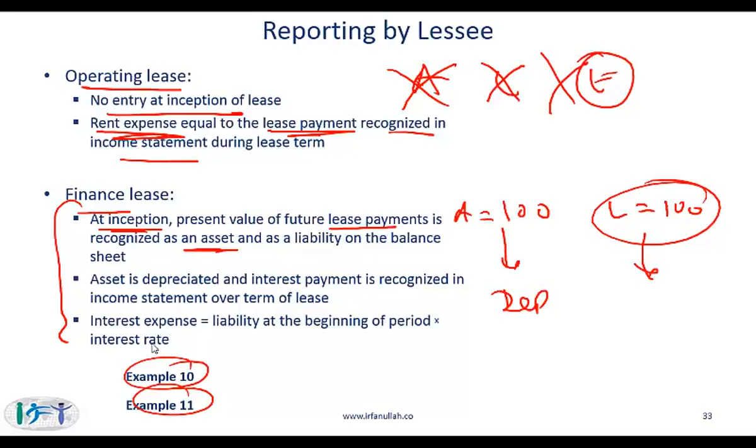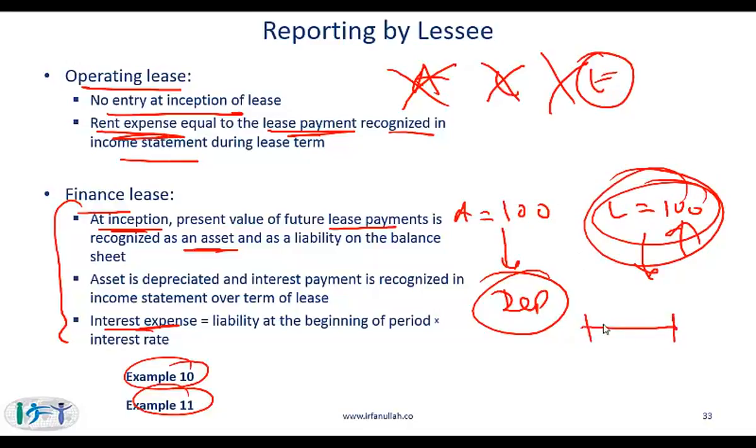For every period now, there are two kinds of expenses. There is the depreciation expense, and then there is the interest expense associated with the liability. There will be a certain interest rate associated with the lease, and your interest expense for every period will be equal to the lease payable, the outstanding liability at the start of the period, multiplied by the appropriate rate.